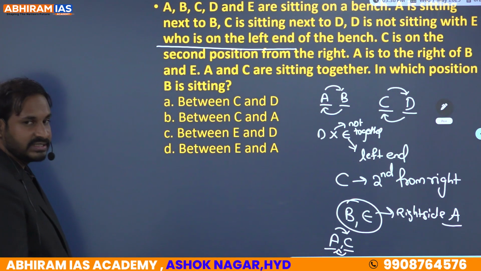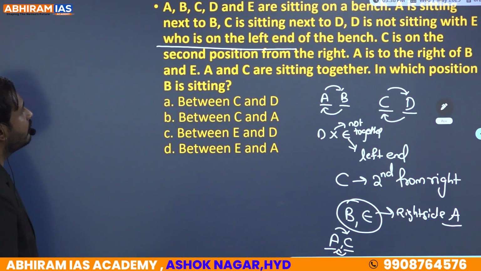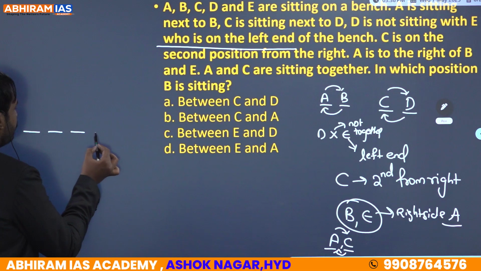Okay, in which position is B sitting? That is the question for us. Now, in total how many are sitting on the bench? Total 5 are sitting on the bench: 1, 2, 3, 4 and 5.